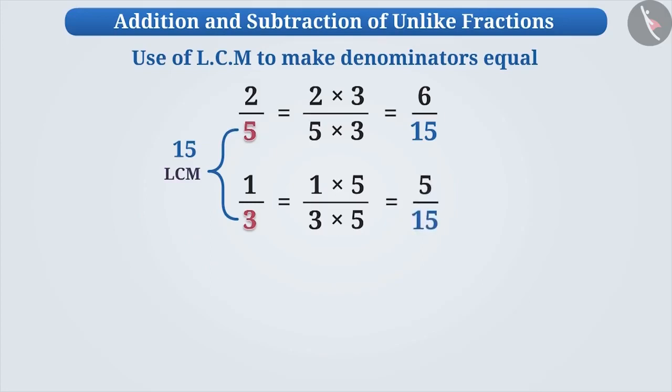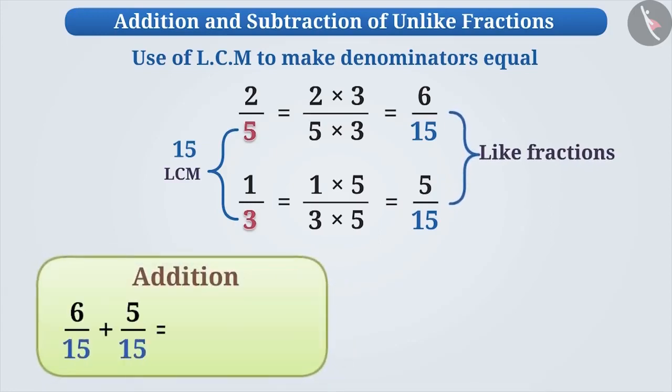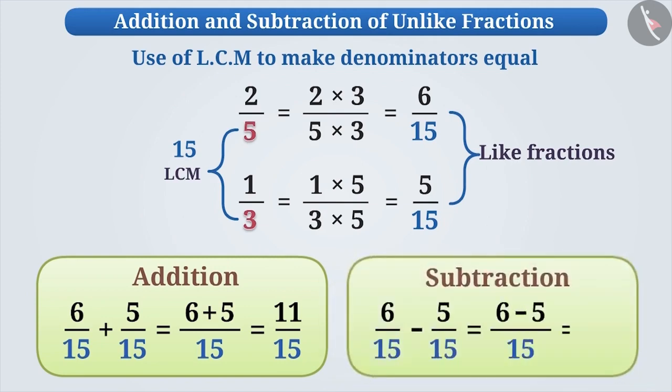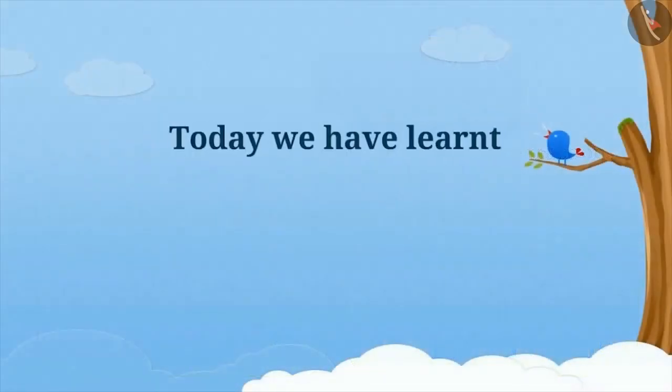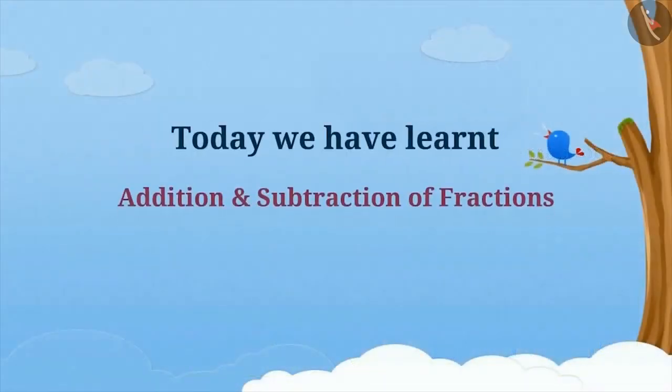Since the denominators of both the equivalent fractions are equal, both are like fractions. And to find the sum, we add the numerators and keep the denominators as it is. Similarly, to find the difference, we subtract the numerators and the denominator is kept as it is. Today, we have learned addition and subtraction of fractions. In the next video, we will see some examples related to this.